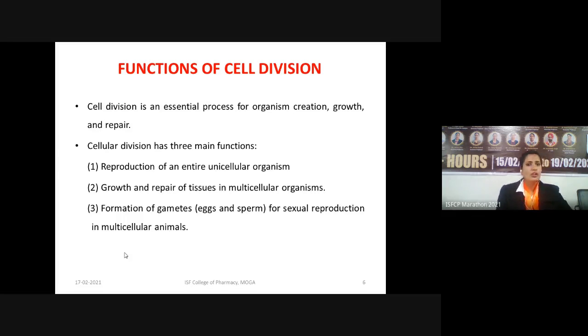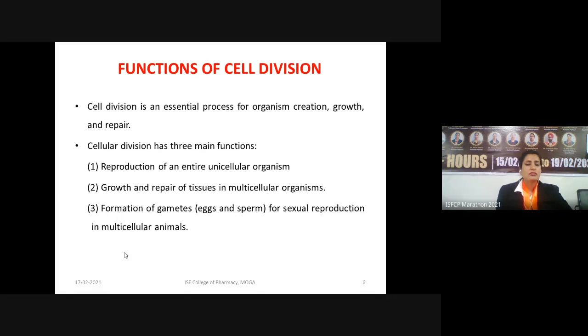So, what are the functions of cell division? Why do the cells need to divide? Okay. Cell division is the crucial process for an organism to reproduce, to grow, and to repair. Hence, cell division has three main functions.